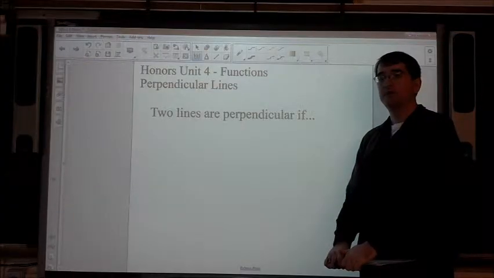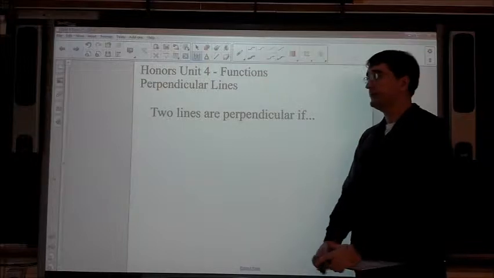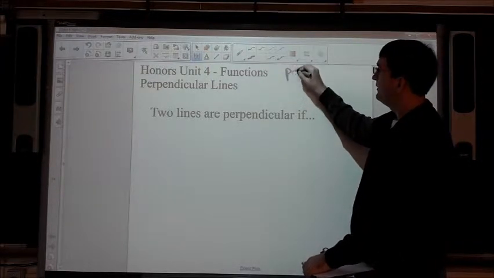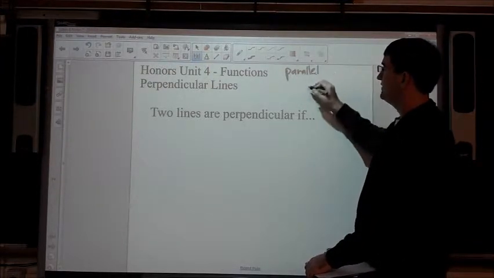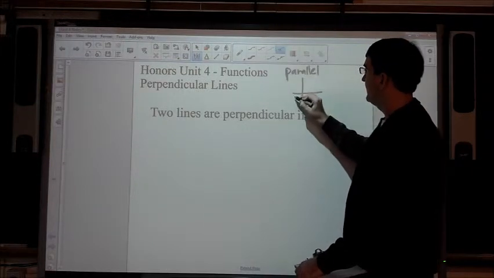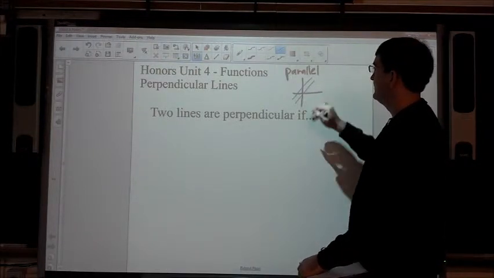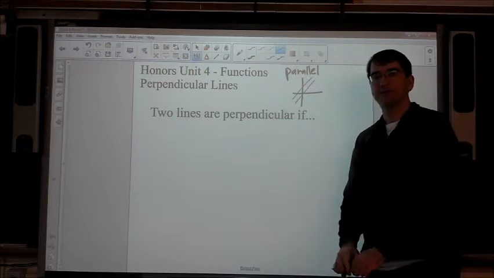In class you've learned about already what it means for two lines to be parallel. Two lines are parallel if they don't cross each other. If when we have our graph, we have that line, and we have that line, and they're always exactly the same distance from each other.